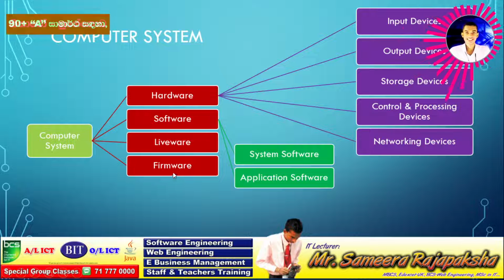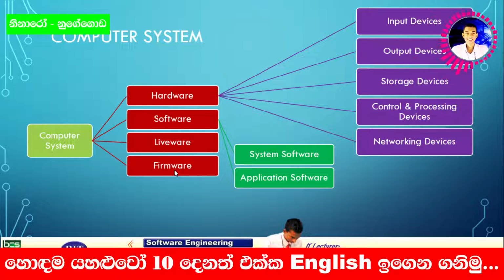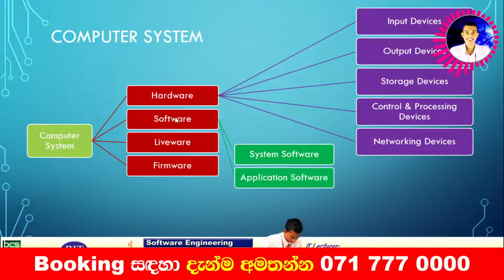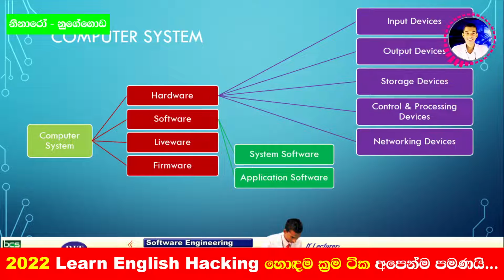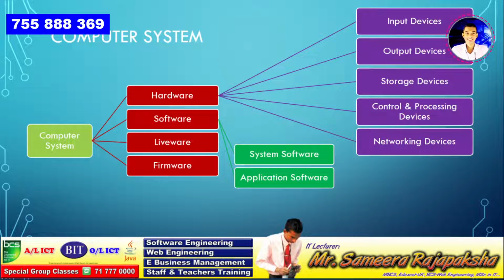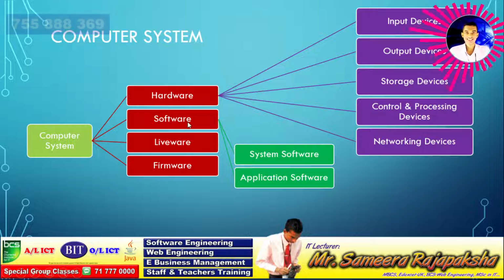Okay, next one, firmware. Firmware is also an instruction set, but it is a little bit different from software because firmware is stored in the hardware. It means in a chip in the motherboard, probably the ROM chip of the motherboard.